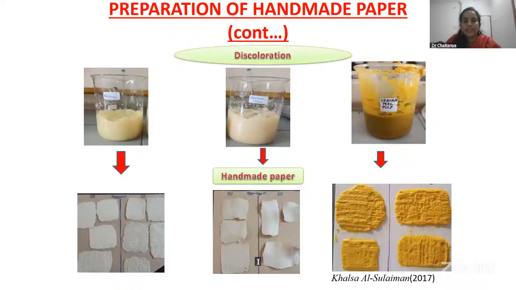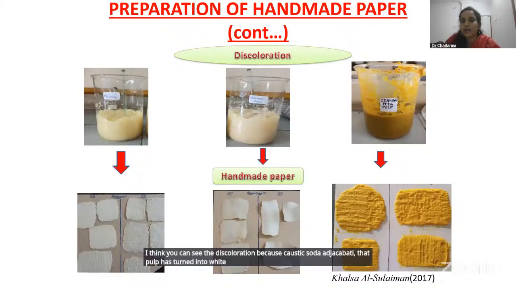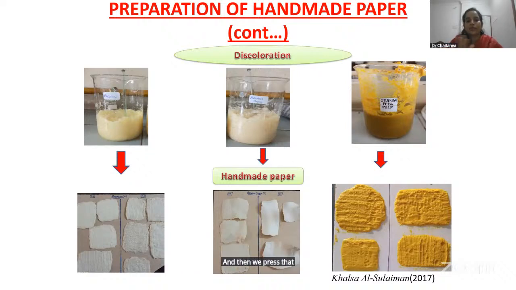I think you can see the discoloration, because we added caustic soda, that pulp has turned into white color, but orange, it has retained that yellow color. We can't do anything with that. So some yellow color has been there in that orange pulp, and then we pressed that pulp into thin sheets to make the paper.